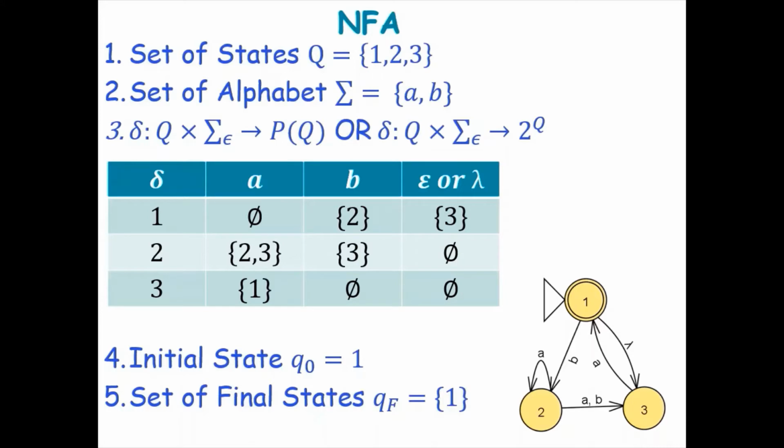Here we have been provided with an NFA, which is the quintuple. The set of states are 1, 2, and 3, the set of alphabet comprises input letters A and B, and then the transition table. Fourth is the initial state, that is the state 1, and the final state is also the state 1 in the NFA provided to us. Now we will see the steps required to convert this NFA to a DFA.